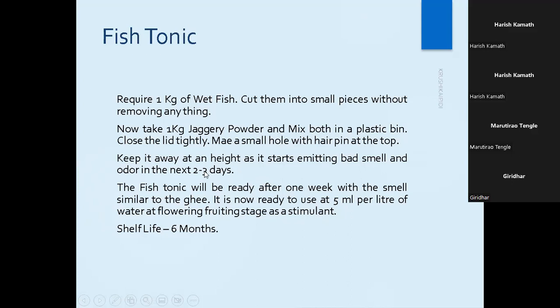You can spray at the flowering or fruiting stage as a stimulant, to improve the color of the fruit or color of the flower, and also the size of the fruit. It will improve. So it can be kept for 6 months. You can keep it for 6 months and use it whenever required at the fruiting or flowering stage.